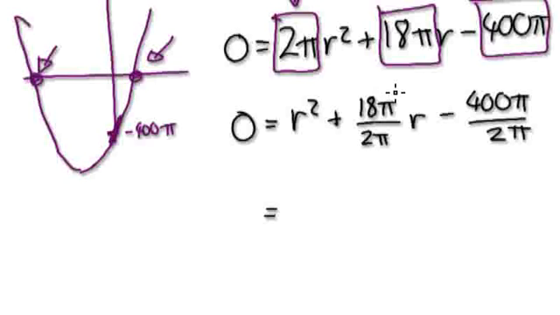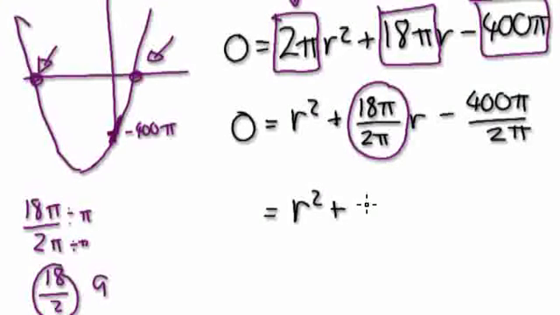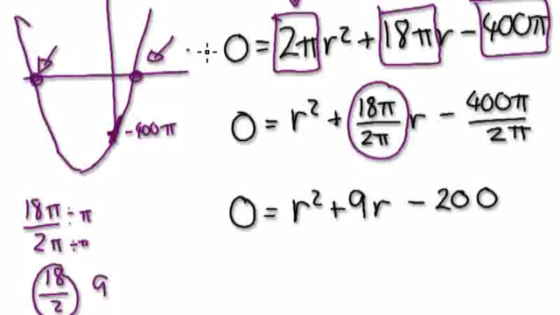Looking at this, we can simplify. 18 pi over 2 pi: let's divide top and bottom by pi. So this would be 18 over 2, that's 9. So this becomes r squared plus 9r. Then here, divide top and bottom by pi. That will give you 400 over 2. 400 divided by 2 would be minus 200. So rather than solving this, it's easier to solve this.